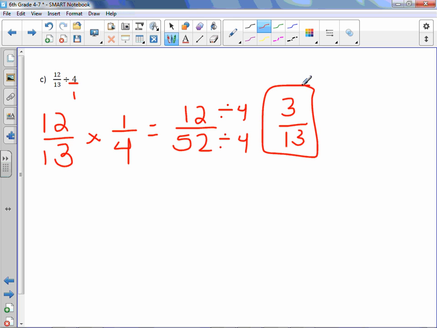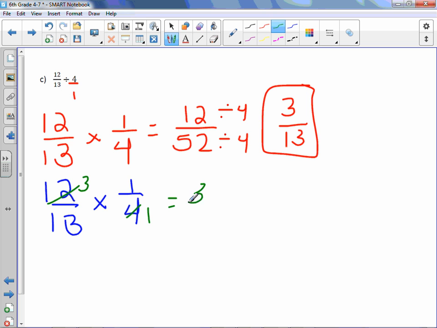On letter C, while I'm here, you could have also used your reducing beforehand. So you could have recognized that you can divide by 4 and get 3 over 1, which would in turn give you 3 over 13 without those other steps. So you can still do your reducing beforehand once you've written it as a multiplication problem. So you have to write it as a multiplication problem first, then you can do your pre-reducing, if you prefer. If not, no big deal.